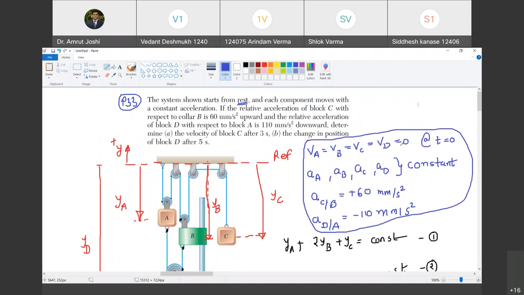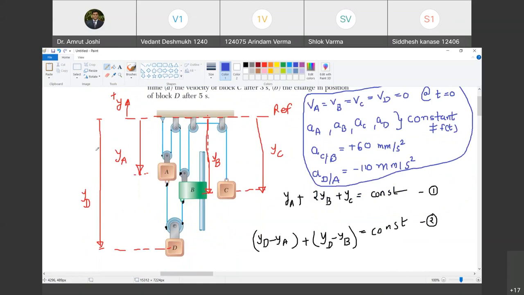Okay, then each component moves with a constant acceleration. So AA, AB, AC and AD are constants. They are not functions of time. Happy? Yes. So all the particles are going to exhibit uniformly accelerated motion, is the next understanding. Now, the relative acceleration of block C with respect to collar B is 60 meter per second square upward. So how do we translate this data? Relative acceleration of block C with collar B. So a C/B is equal to, why did I write plus 60 meter per second square? Because I am assuming upward as positive. Yes, are you with me?